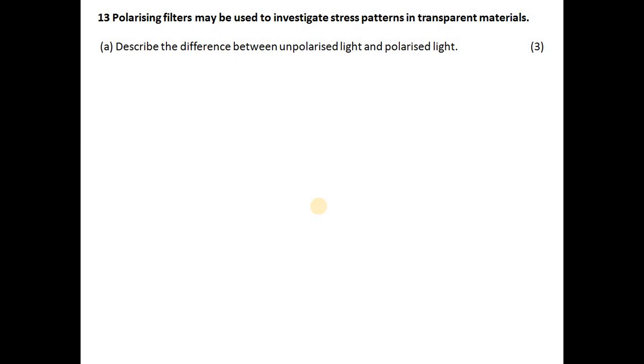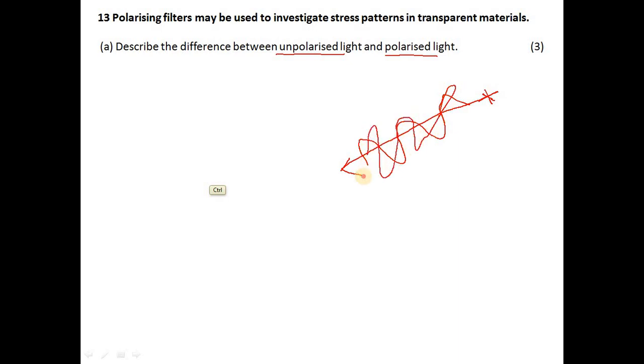Question 13. A polarizing filter may be used to investigate a stress pattern in transparent material. Describe the difference between unpolarized and polarized light. It's a typical definition. So unpolarized light, if this is the source, then the source emits light in many planes. That means we have light in the horizontal plane, or maybe a vertical plane. I'm sorry about my drawing, but you can imagine we have vertical and horizontal and some 45-degree and 135-degree. So we have many planes in which light can oscillate.